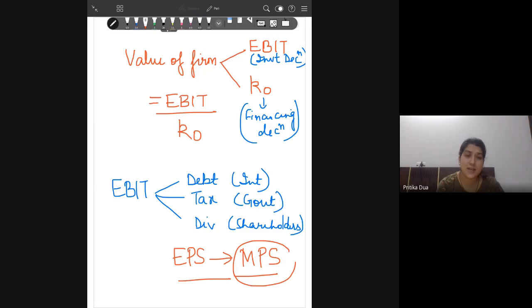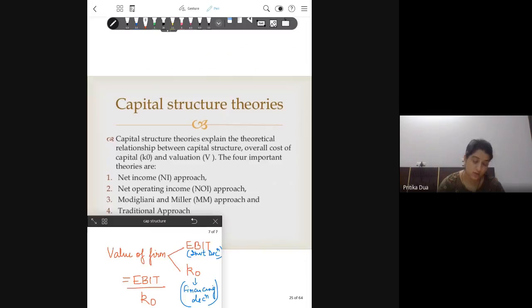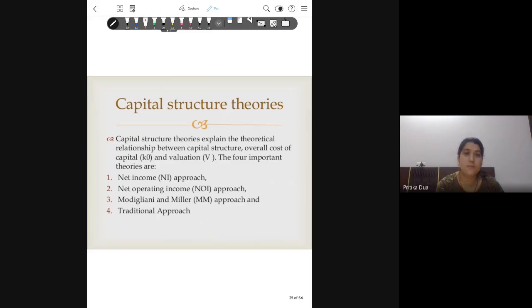Now again, there are different schools of thought wherein different people have different opinions about the worth of capital structure decisions. That is what we'll be studying under the capital structure theories. To explain this relationship between capital structure, KO, which is the overall cost of capital, and valuation of the firm, you have four theories wherein they have contrasting views. Some theorists have an opinion that capital structure has an impact on the value of the firm. Leverage, that is fixed cost funds used by the firm, has an impact on the value of the firm, while other theorists believe that this is an irrelevant decision.